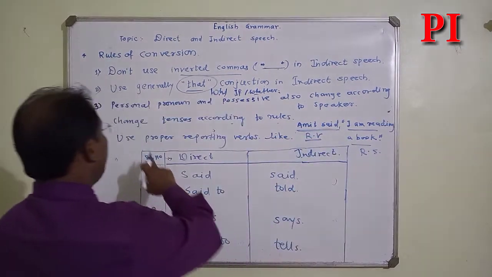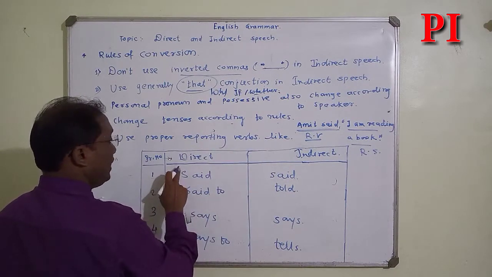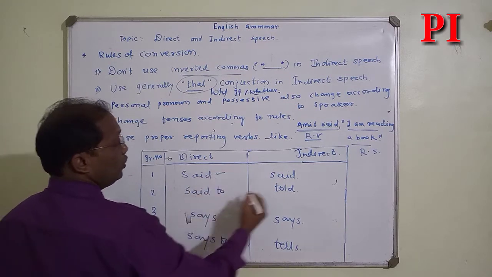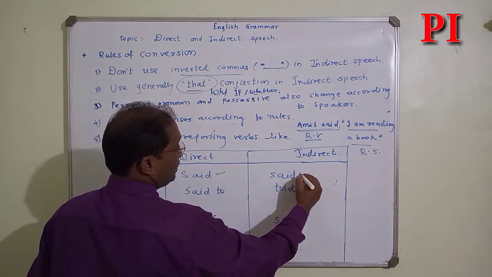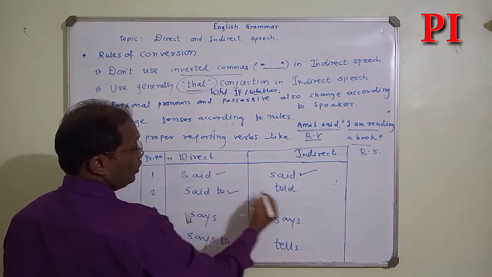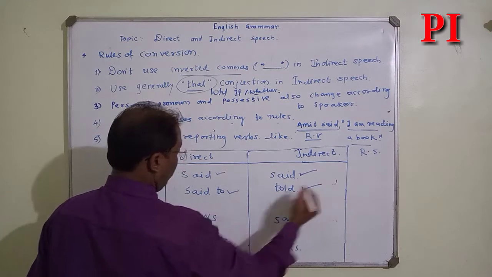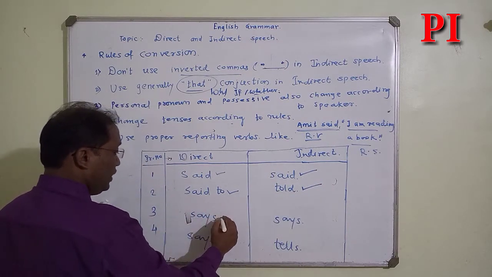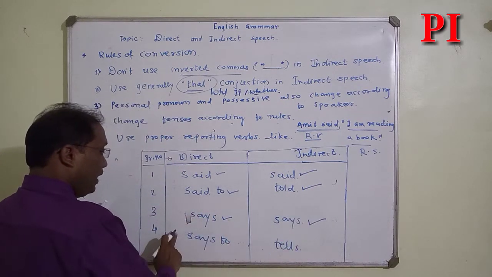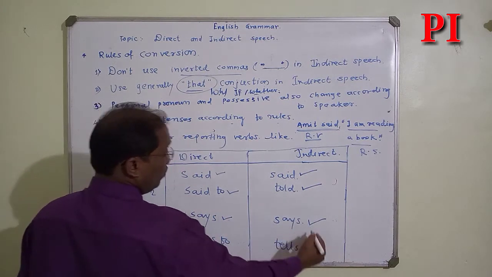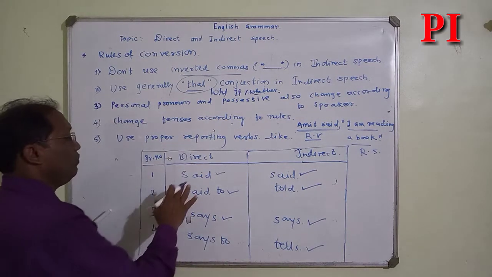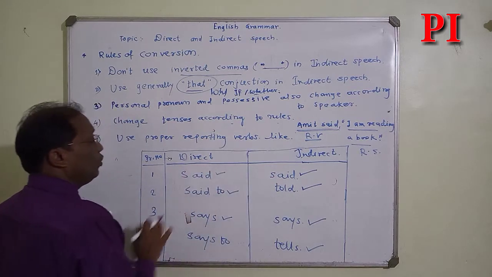We want to change the reporting verb like this from direct speech to indirect speech. If the reporting verb in direct speech is "said", then use "said" in indirect speech. If it is "said to", then use "told" in indirect speech. If it is "says", then use "says" as it is. If it is "says to", then use "tells" in indirect speech. Reporting verbs should be changed according to the rules.